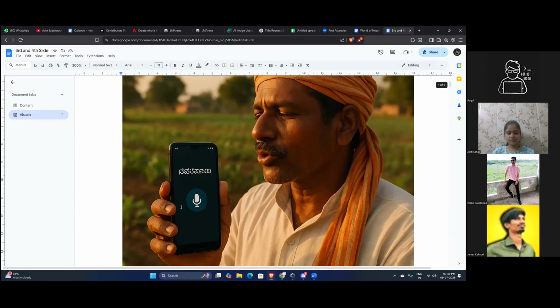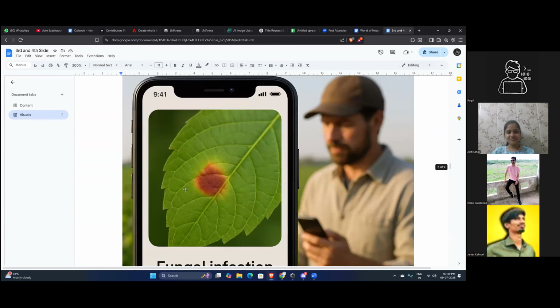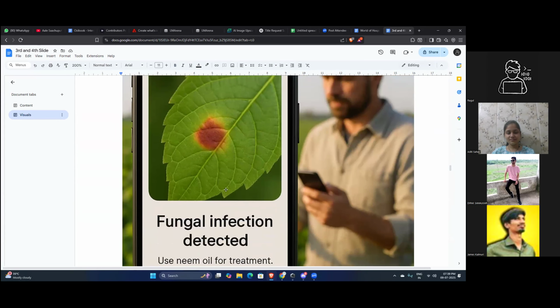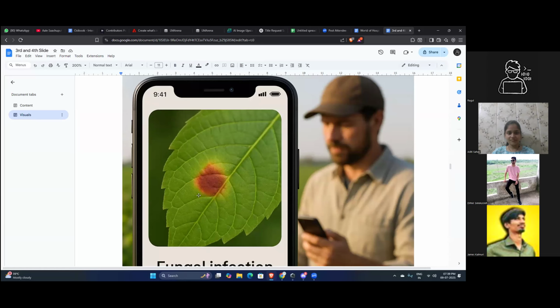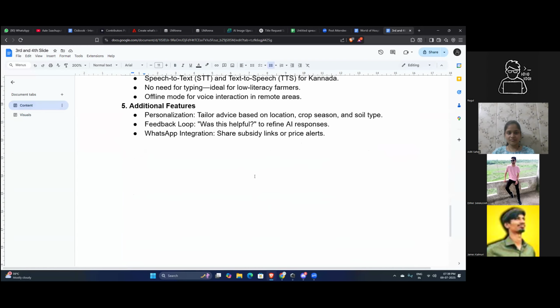So I created one visual for this, and I will show you that also. If you can see here, one farmer uploaded the image of the crop. It says fungal infection detected, and it also gave the remedy: use neem oil for the treatment. So that is the first point.